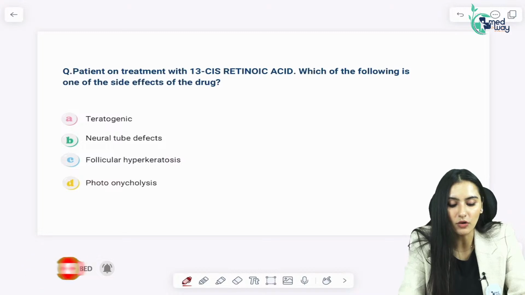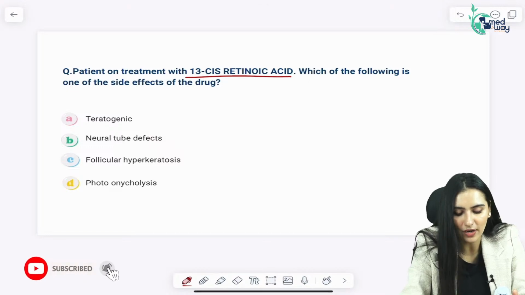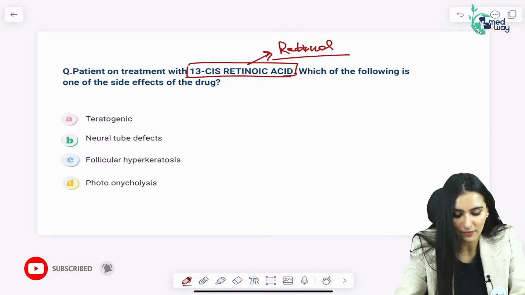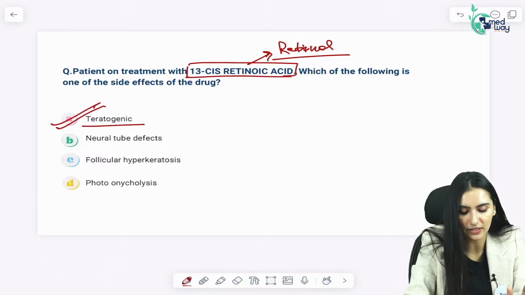Now the patient is on treatment with 13-cis-retinoic acid. Which of the following is one of the side effects of the drug? They're just trying to scare you with such a heavy term. What is it? It is just a simple retinol. Oral retinoid, that is isotretinoin. What does it cause? It is a teratogenic drug. You don't give it during pregnancy because it can cause teratogenicity.